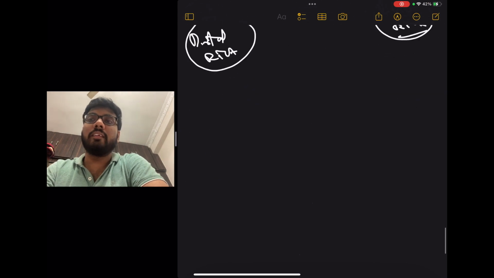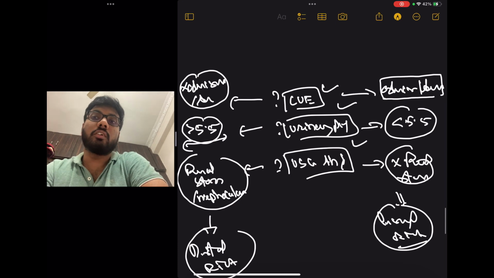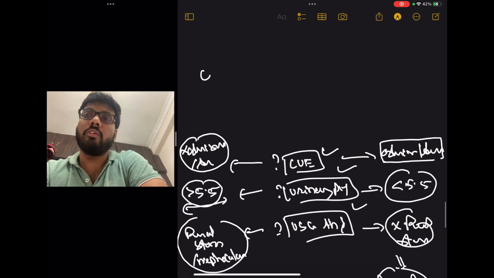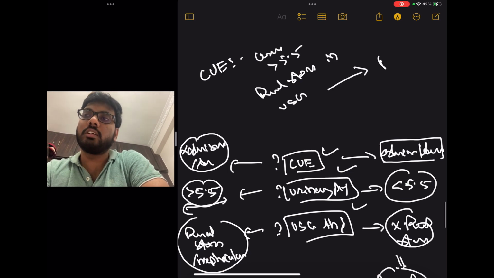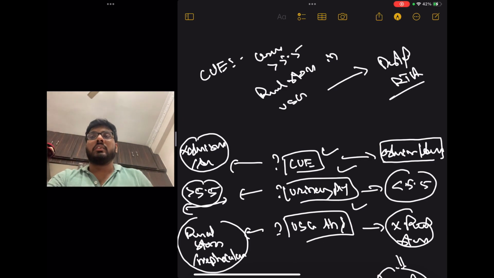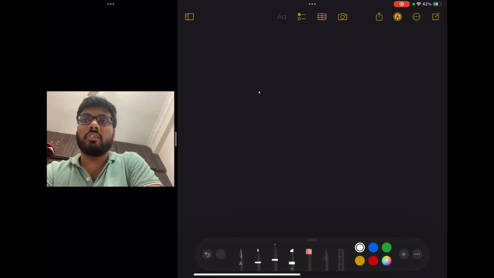Suppose her urinary pH is more than 5.5 in the CUE, and there are renal stones in the USG. So straightforwardly, I make a diagnosis of distal RTA. So what are the causes of distal RTA? Now I should evaluate the causes of distal RTA and proximal RTA. So what are the causes?